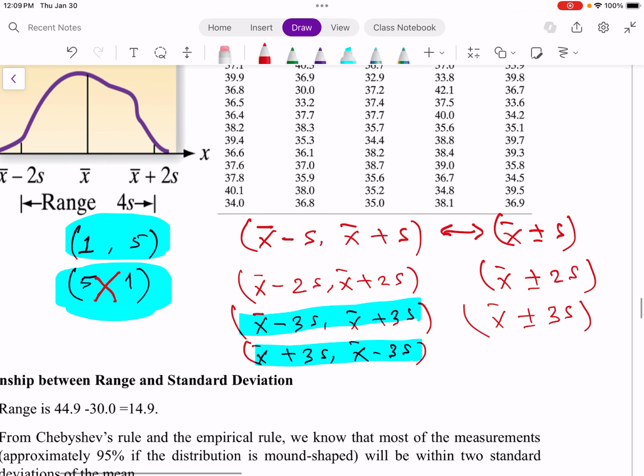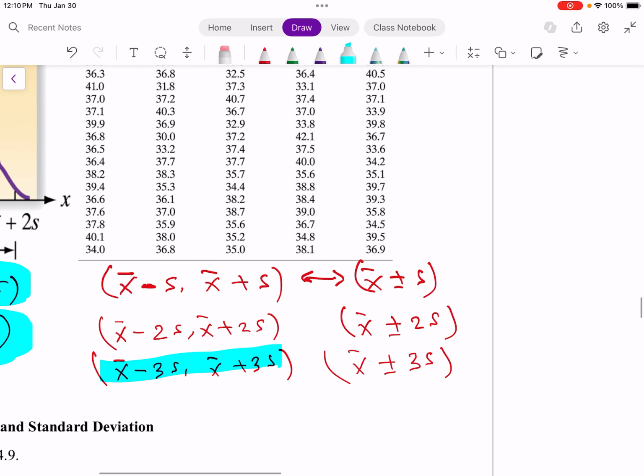So make sure to write your interval expression correctly. The small number on the left and the big number on the right. Every time you are writing an interval, the small number is always on the left and the bigger number is always on the right. Here we are trying to find the number of measurements in these three different intervals, and you should be able to write these intervals.